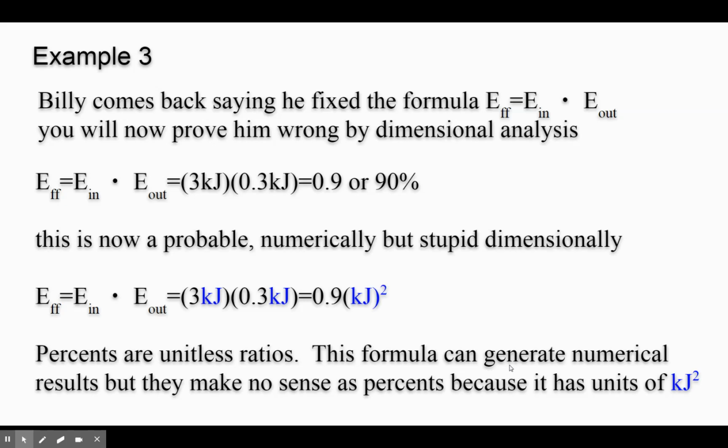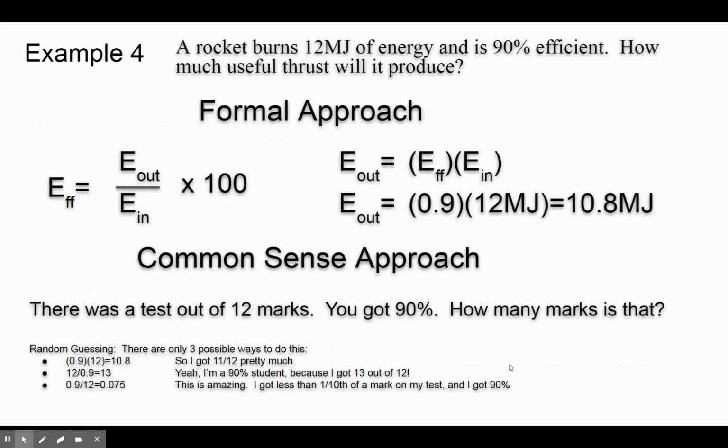Well, what happens if you actually carry out his math? You get 90%. So he's going to argue the point that 90% is a perfectly probable numerical number. But you point out something in blue. If his formula is correct, you now have a percentage in kilojoules squared. What kind of percent is that? There should be no units. So there's a fairly easy common sense double check on this.